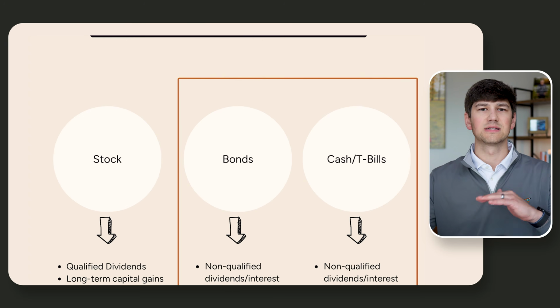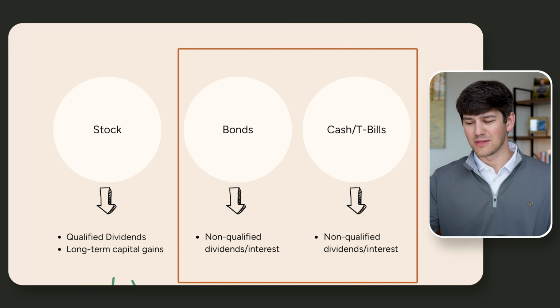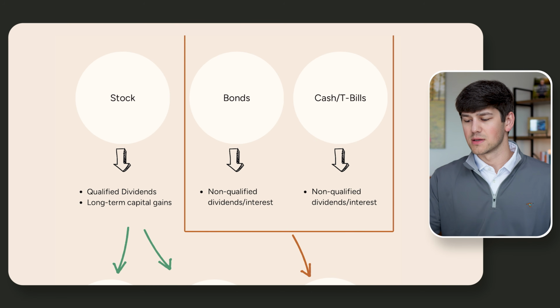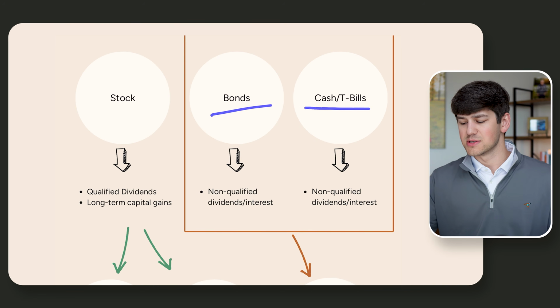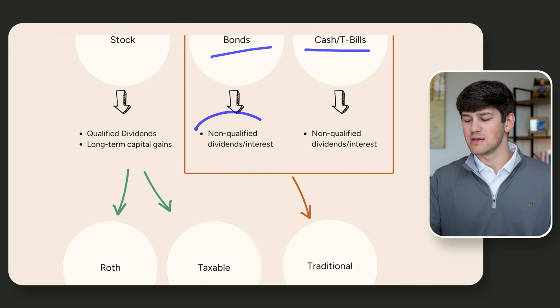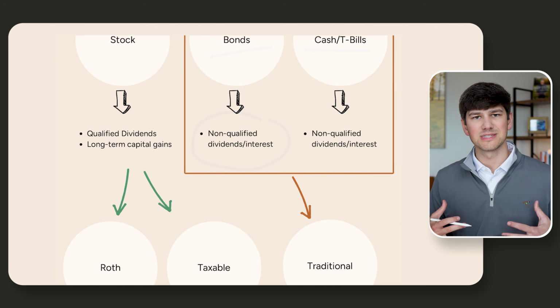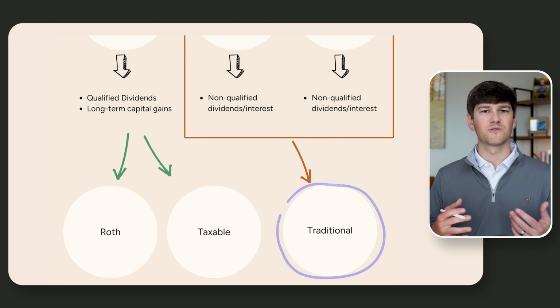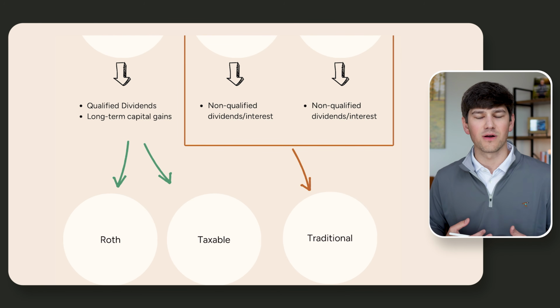So because of that understanding, that means we probably want to hold our bonds and our cash and treasury bills, since they're not going to receive any sort of tax benefit whenever we receive that income, in the traditional IRA. And the reason for that is, again, any money we ever take from the traditional IRA is going to be taxed as normal income anyway, regardless of the underlying assets.